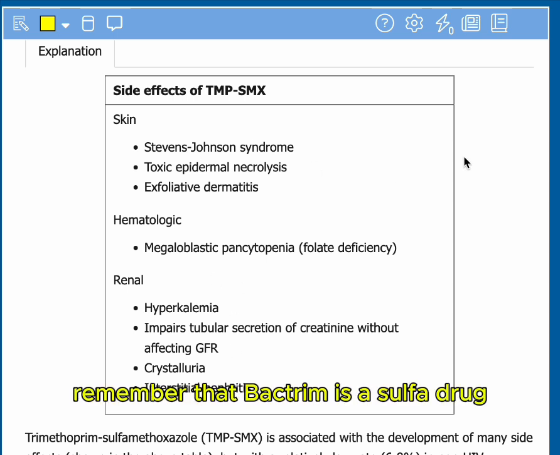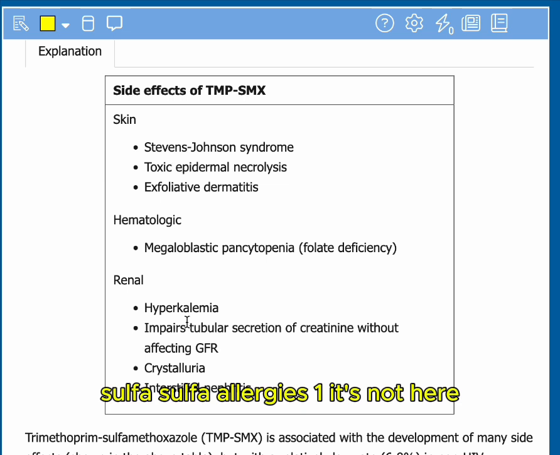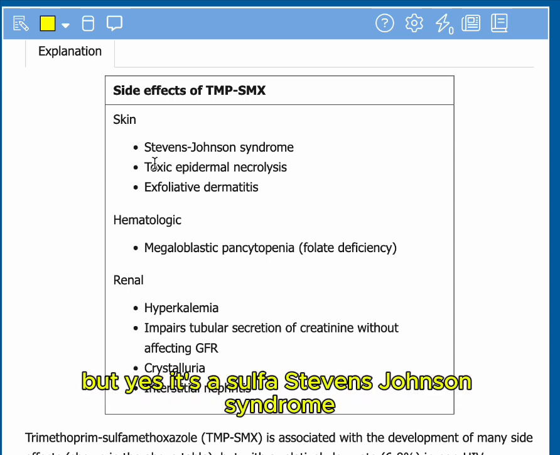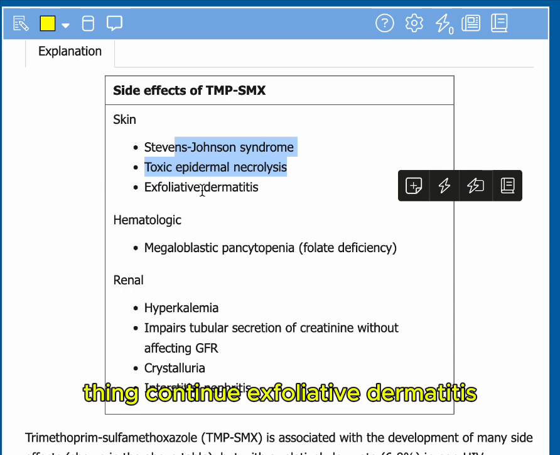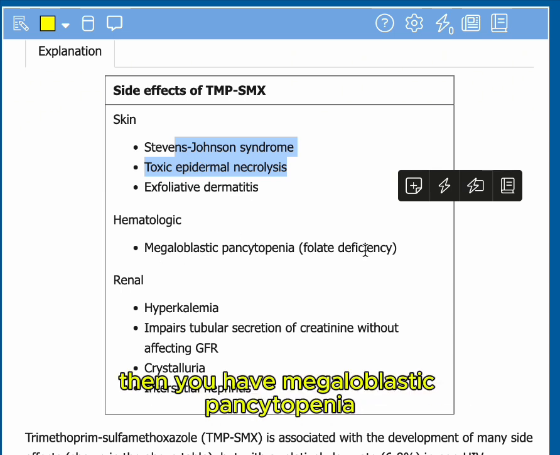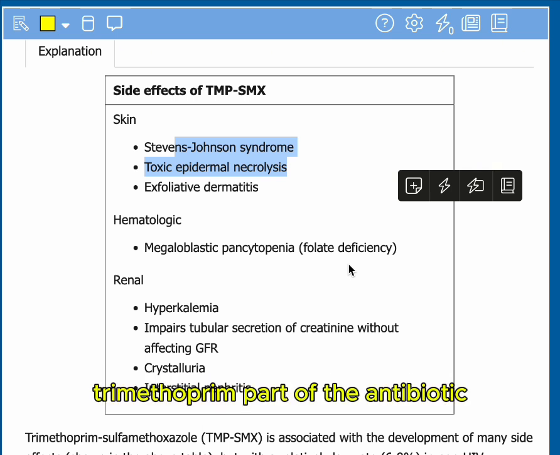Remember that Bactrim is a sulfa drug, so you can have different things. Well, sulfa allergy is one. It's not listed here, but yes, it's a sulfa. Stevens-Johnson syndrome and toxic epidermal necrolysis, which are basically part of the same continuum. Exfoliative dermatitis. Then you have megaloblastic pancytopenia because of the folate deficiency generated by the trimethoprim part of the antibiotic.